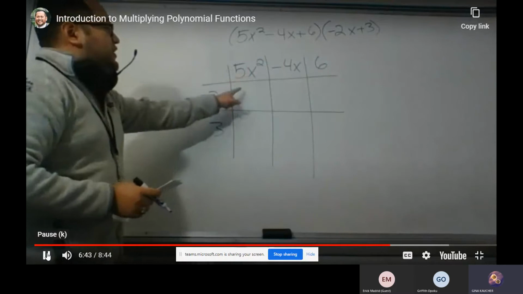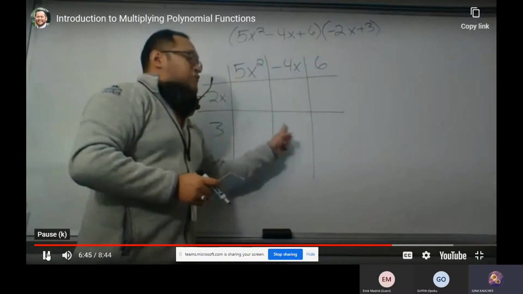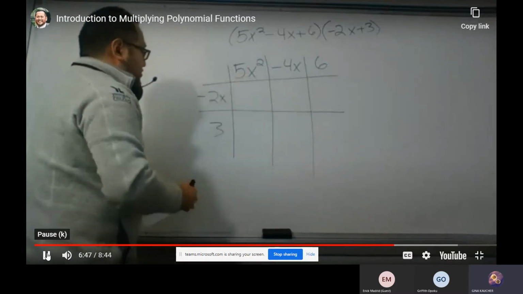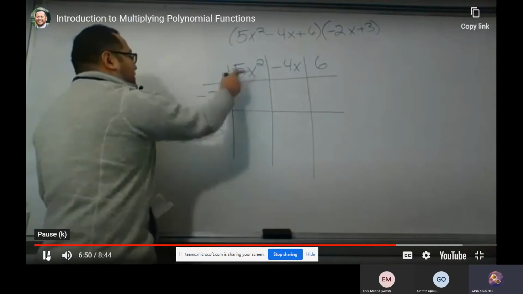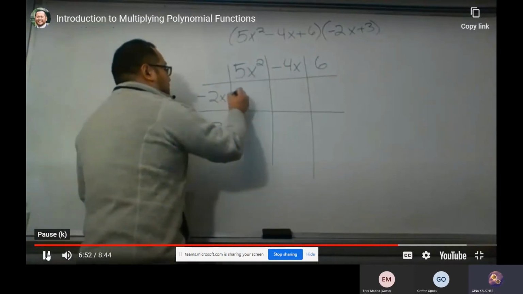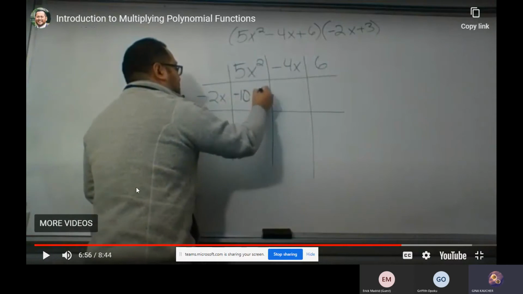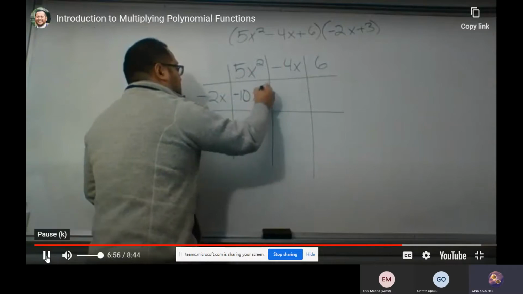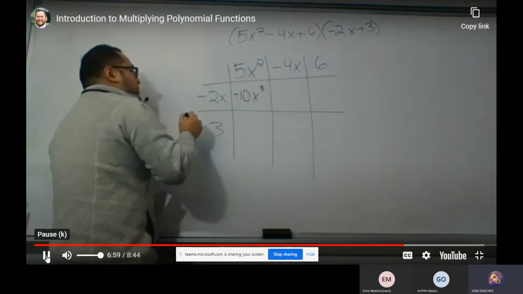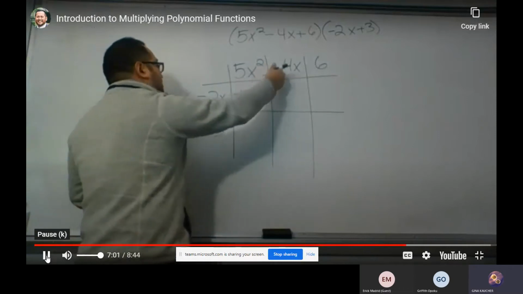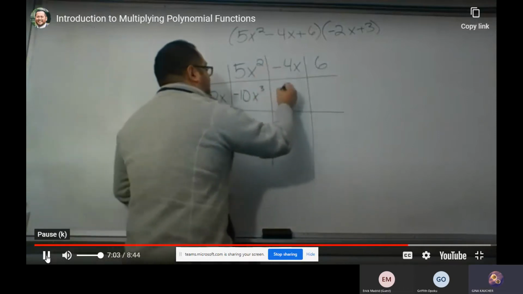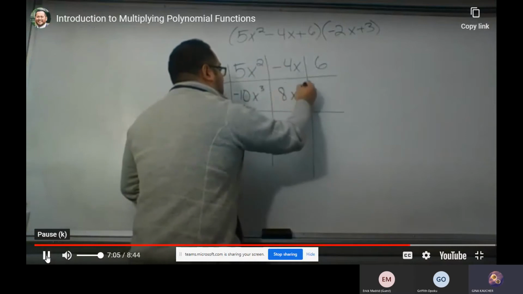And now, in each square, we'll do our multiplication. So here we have negative 2x times 5x squared, which is negative 10x cubed. Okay, the way you get x cubed is you have the same base and you're multiplying, so you add your exponents, 2 plus 1. That's how you get 3. Using our function rules and our exponent rules, the negative 2x times negative 4x ends up being positive 8x squared.